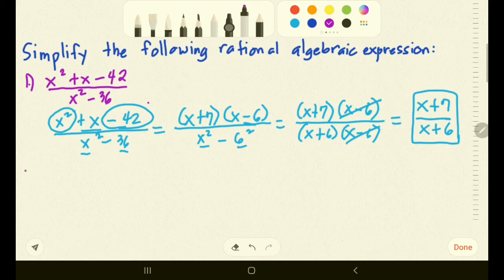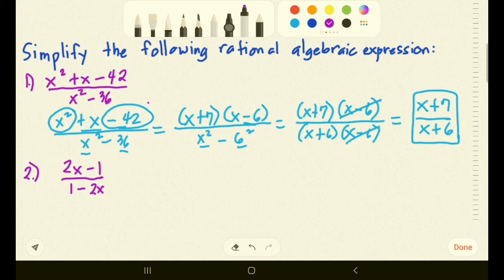Now, let's have the second example. You have here 2x minus 1 over 1 minus 2x. Here, class, both the numerator and denominator are binomials. The first thing you do is look for the GCMF. 2x and 1, you have no GCF. The same with 1 and 2x.